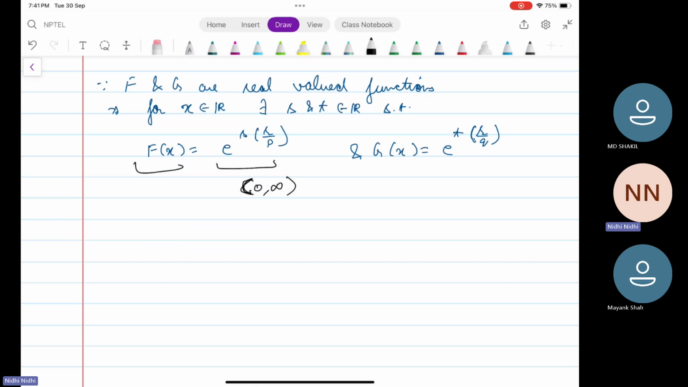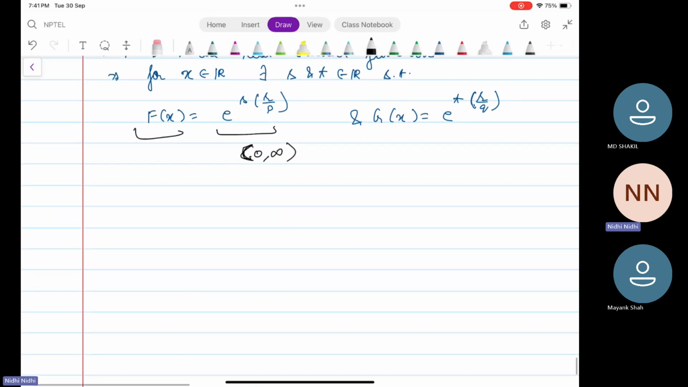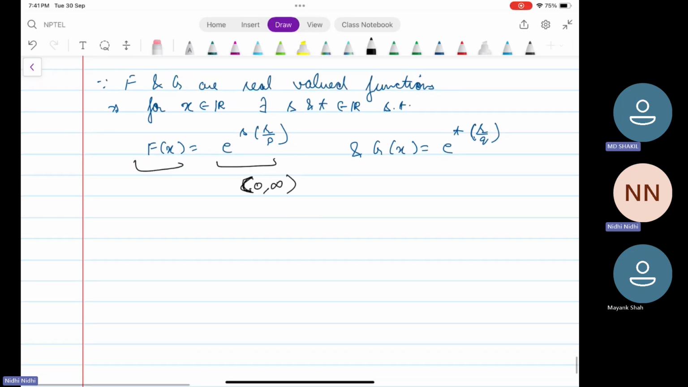I can write this in exponential form. We'll use the convexity of the exponential function, that's why I'm writing it in this form. We know that every positive real number is e to the power of something, and that power can be in the form s times r by p, or any other form.